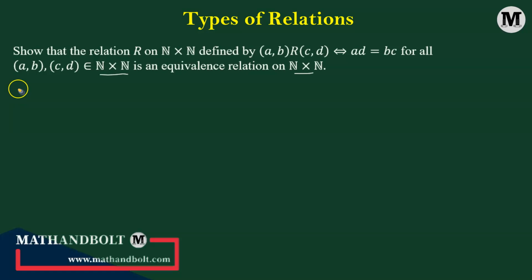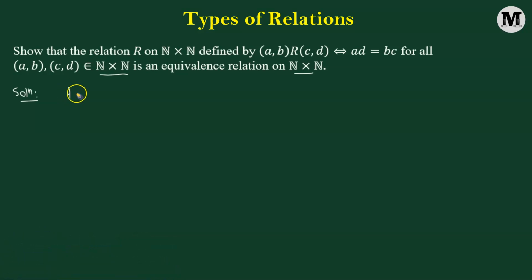Okay, let us begin. So here in this problem, it's given that R is a relation on the Cartesian product of N with itself. What does it mean when we say R is a relation on the Cartesian product of N with itself? That simply means that the relation R is going to be a subset of the Cartesian product of N with itself, where N is the set of natural numbers.